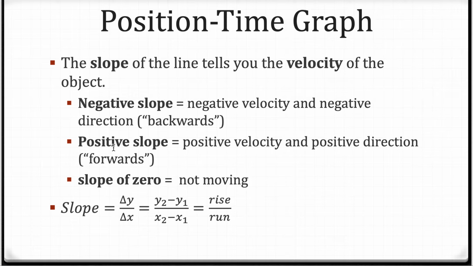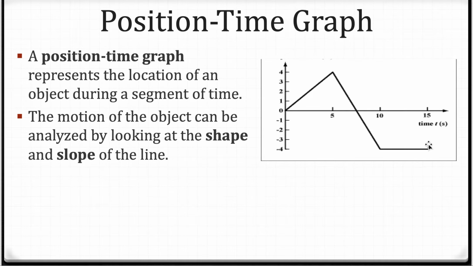If your line is positively sloping or going up on the graph, it's going to have a positive velocity and be moving in the positive direction or forwards direction. If the slope is 0, then it's not moving at all. It's just sitting still at that spot in time. So on this previous graph, from 10 to 15, it's just sitting at -4. So if you think of this as like a starting line on a track as your x-axis is 0, then this person would be, say, 4 meters behind the starting line, just standing there.